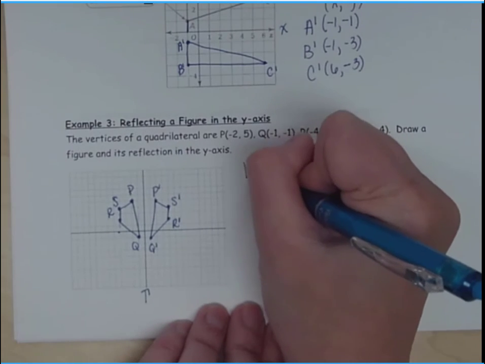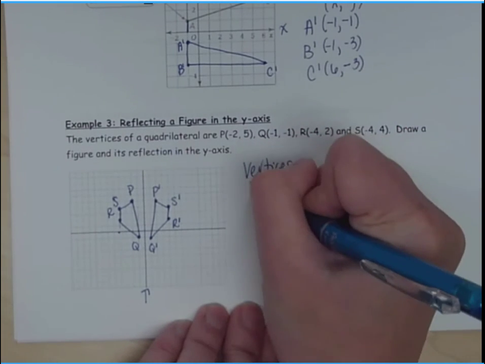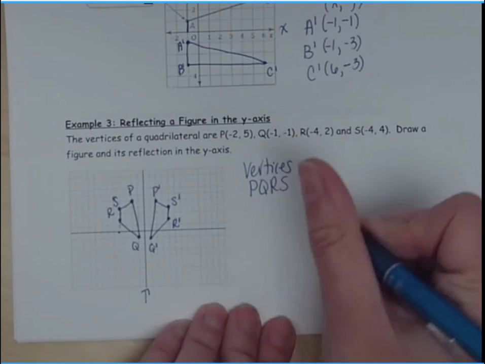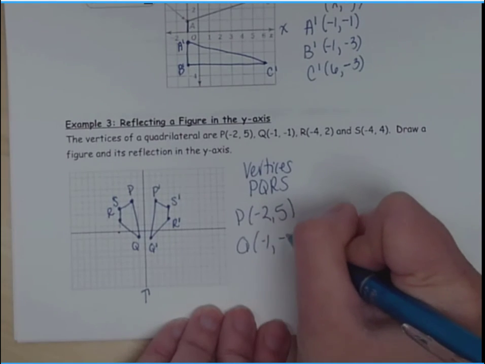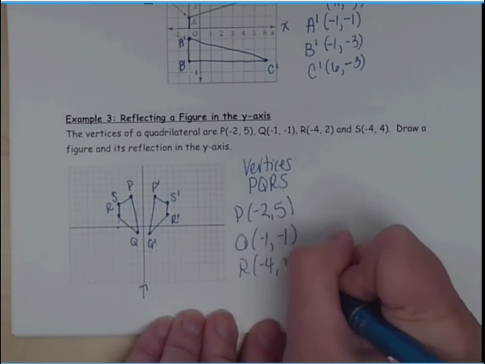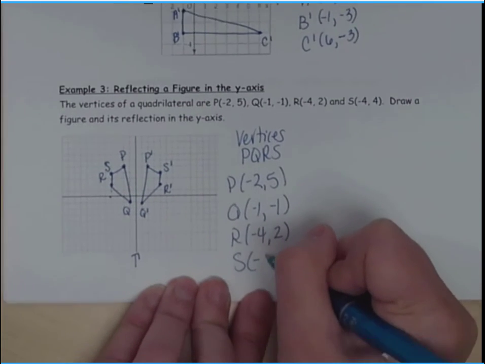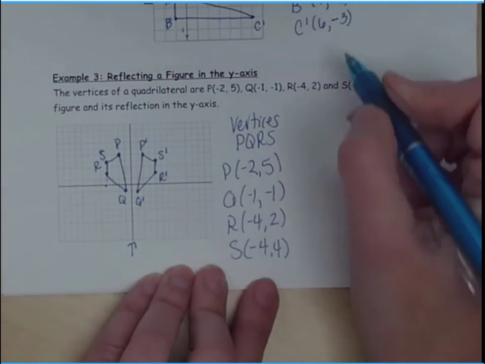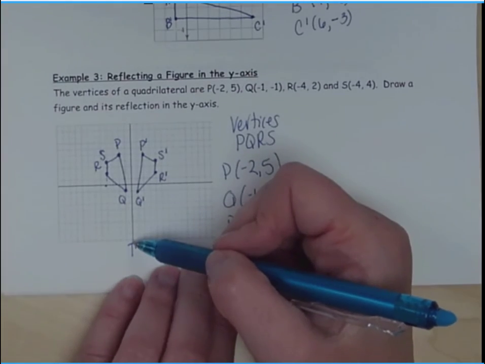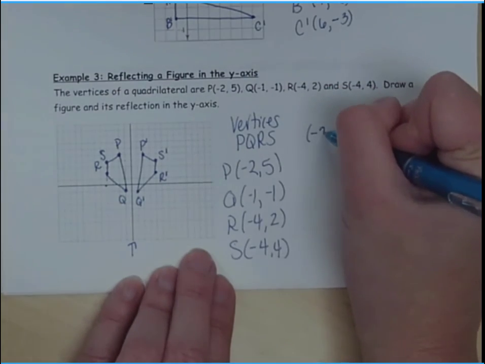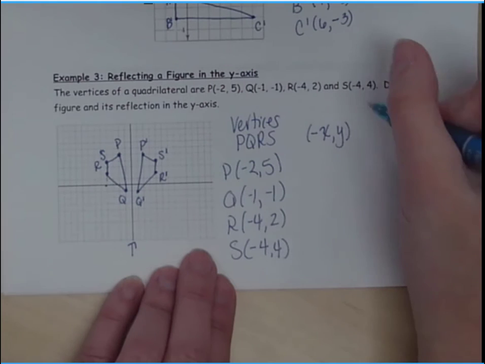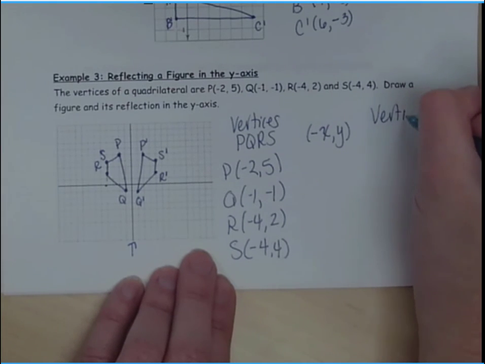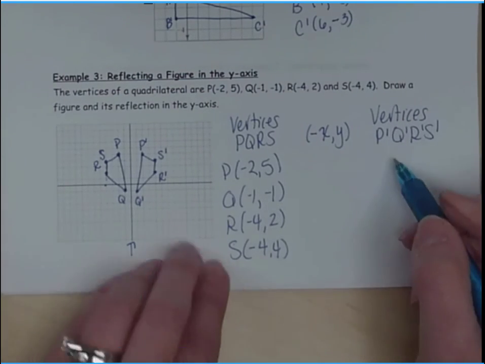So I've got the vertices of P, Q, R, and S: -2, 5, -1, -1, R, -4, 2, and S, -4, 4. Now I'm reflecting in the y-axis, which means I want the negative x value and the y value. Okay, and then that's going to give me the vertices of P prime, Q prime, R prime, and S prime.